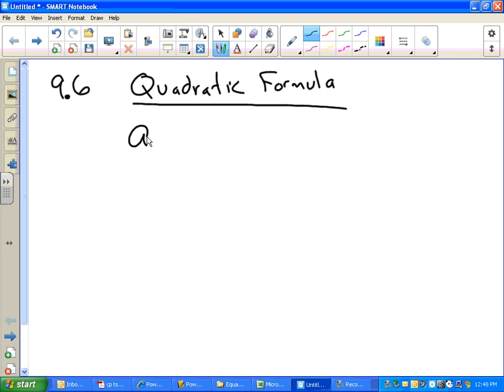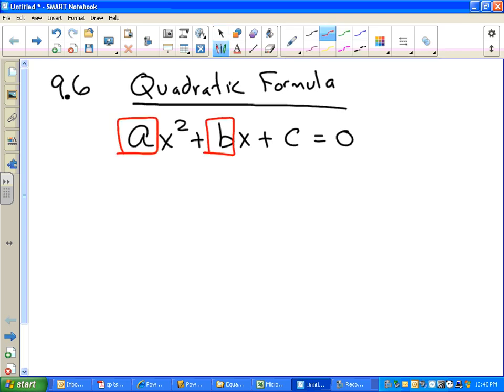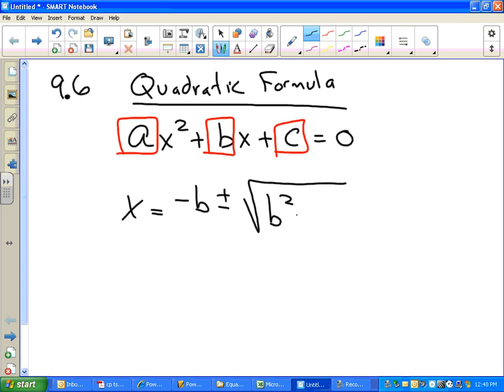All right, so we need to first get our trinomial into this form. So we need to get it to look like ax squared plus bx plus c equals 0. Once we have it into this form, we need to identify our a value, our b value, and our c value. Those are just the coefficients that are in front of the variable and hanging out here at the end. This is the quadratic equation. X equals negative b plus or minus the square root of b squared minus 4ac over 2a.